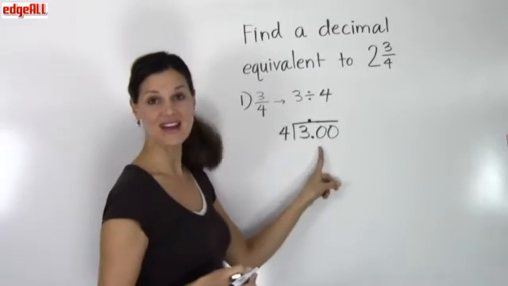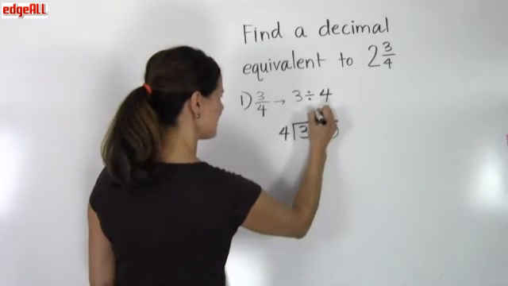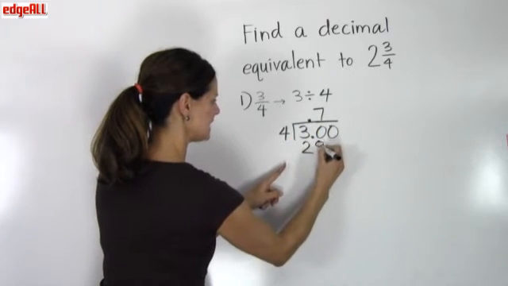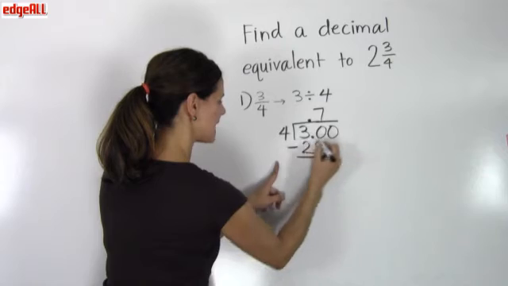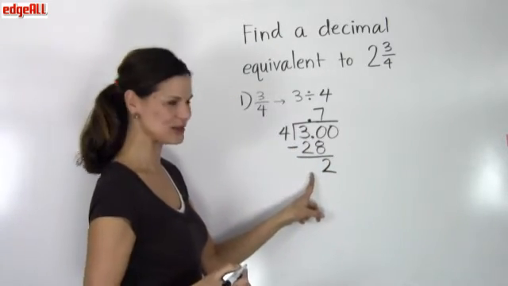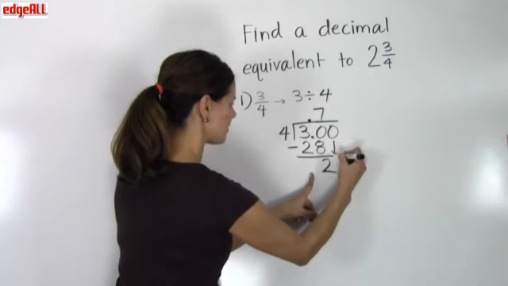So now I can begin. I've got 30 divided by 4, which is 7. And so my 7 goes here. 7 times 4 equals 28, and I write that below. Subtract, and I have a remainder of 2. 30 minus 28 is 2. So I bring my 0 down here.